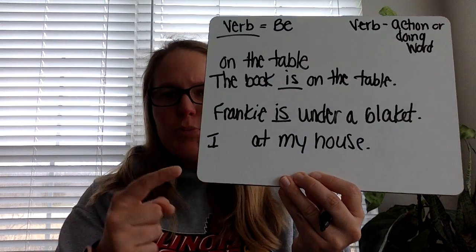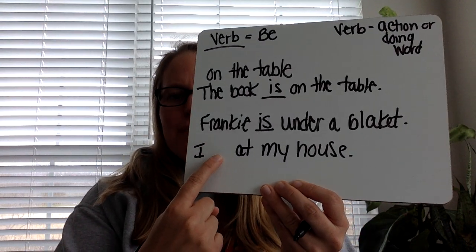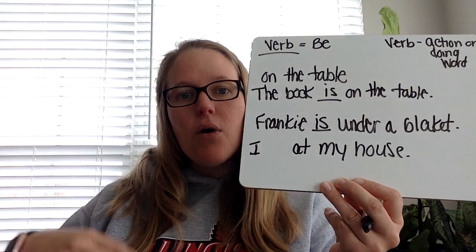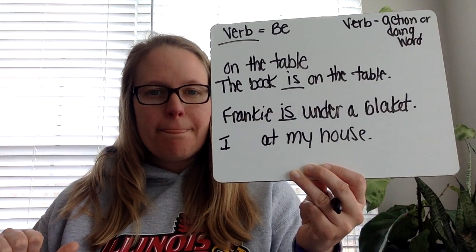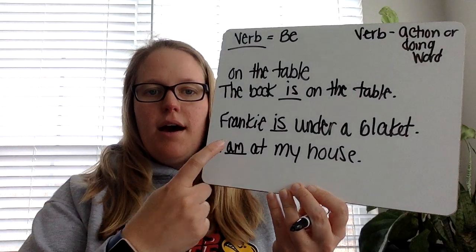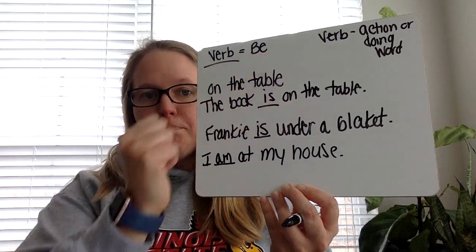Let's look at a different form. How about, I'm going to talk about me. So I'm going to say I blank at my house. What verb am I going to put here? I blank at my house. If I'm there right now, what am I going to say? I am at my house. Good. Am. Am is another form of the verb be.